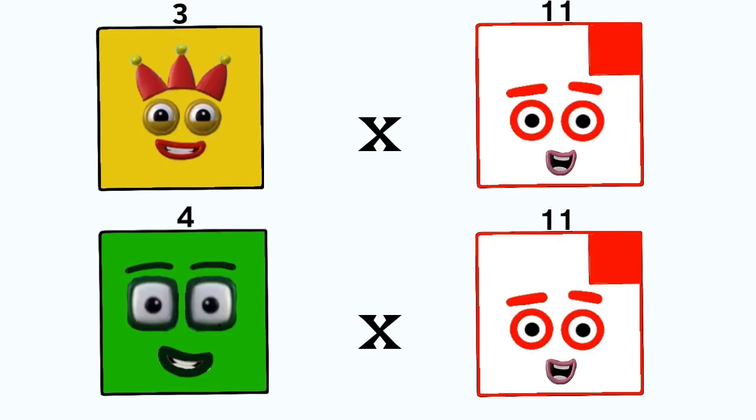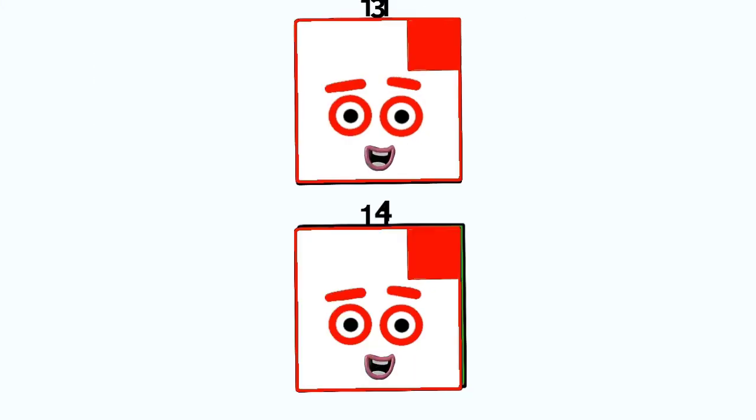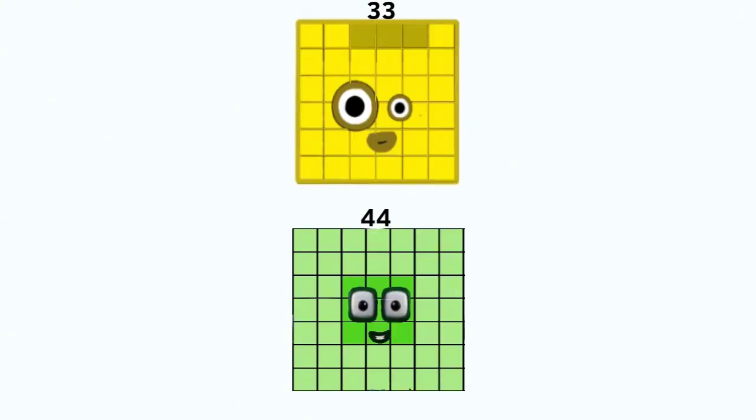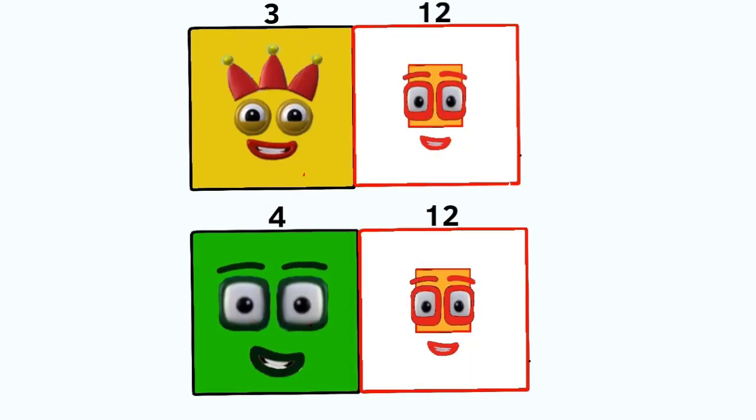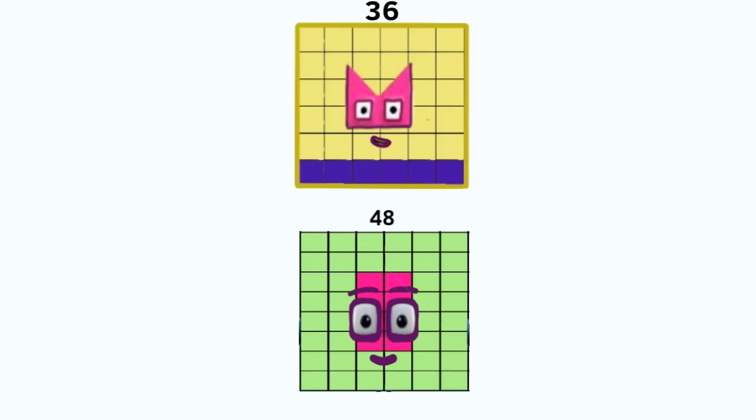3 and 4 times 11 equal 33 and 44. 3 and 4 times 12 equal 36 and 48.